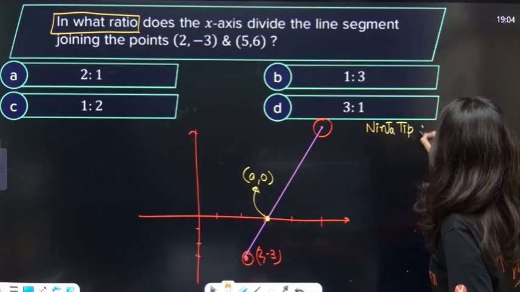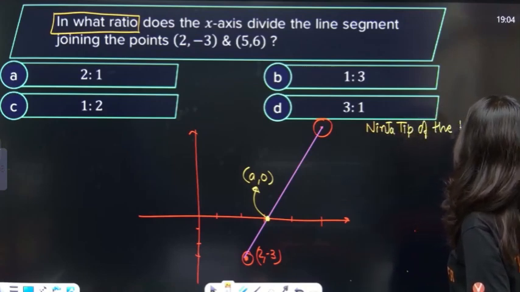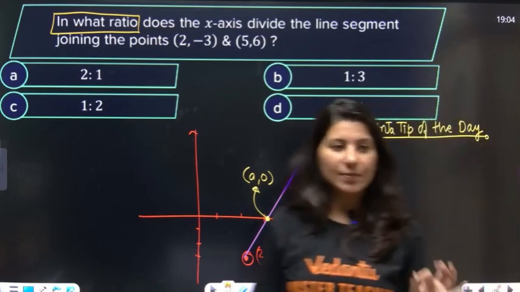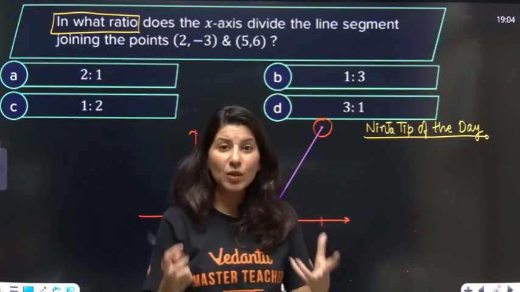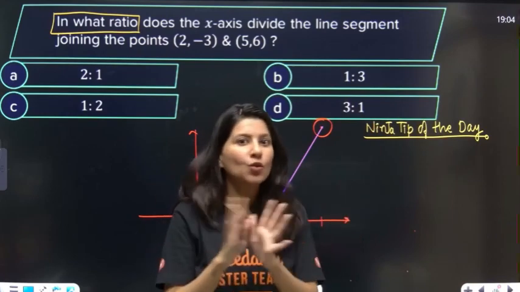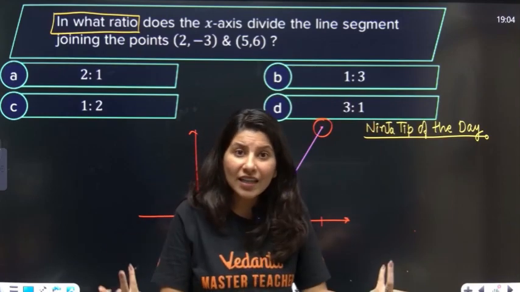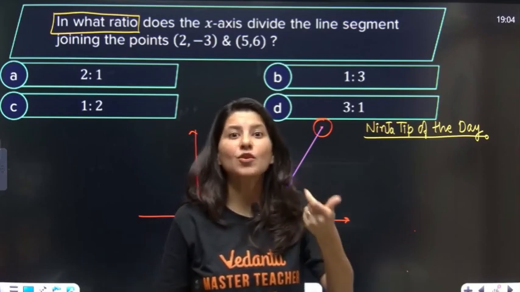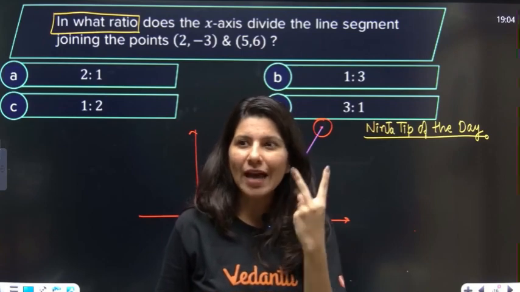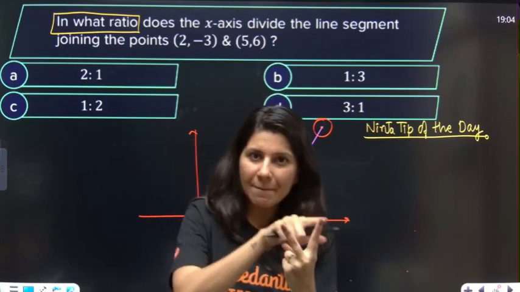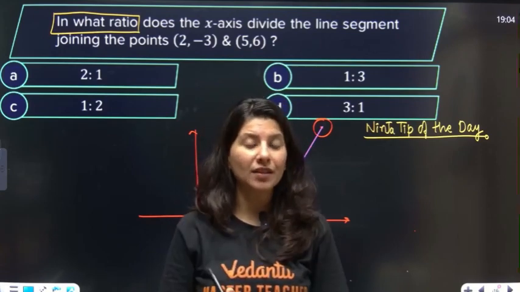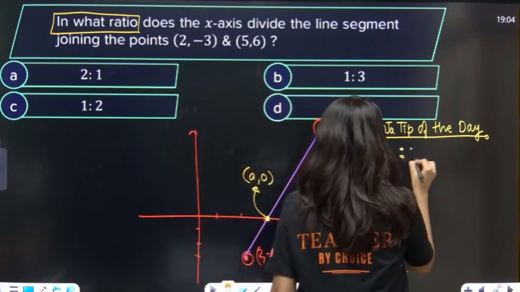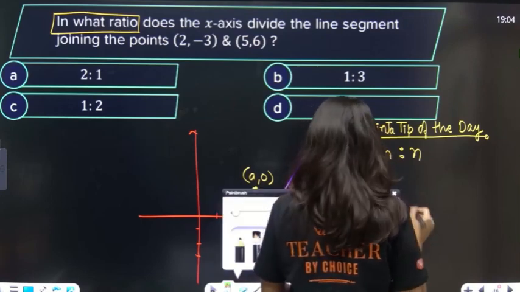Ninja tip of the day. What is this Ninja tip? The Ninja tip says, if at all you have to assume a ratio, do not assume m is to n. Why do you not have to assume m is to n? Because if you assume m is to n, then you will have two variables, m and n, both of which you have to calculate.